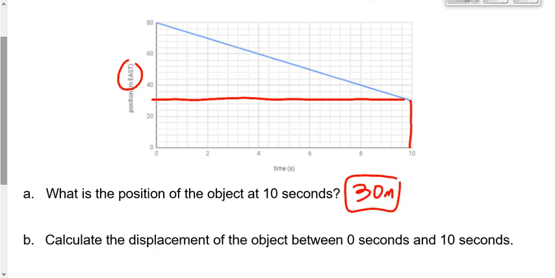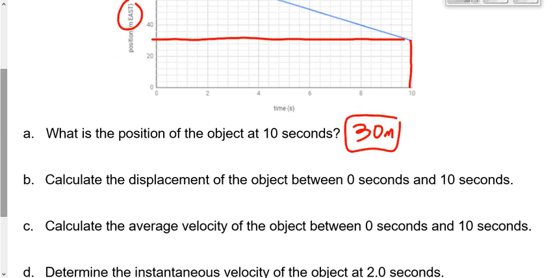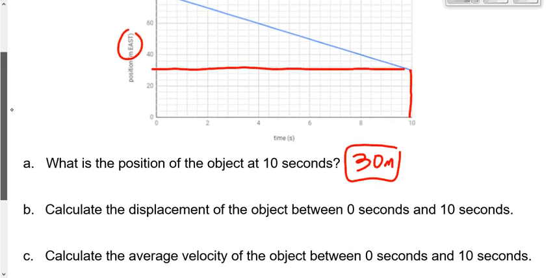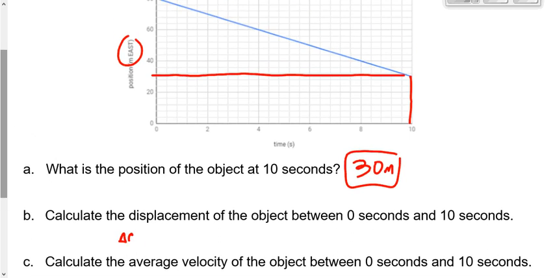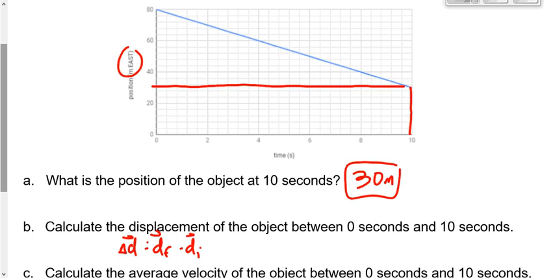What's the displacement of the object between 0 seconds and 10 seconds? Change in position, right? That's df minus di. What's my final position between 0 and 10 seconds? 30 meters. What's my initial position? 80 meters. What's my change in position? 50? Negative 50 meters. What's the negative mean? West. I went west, right?